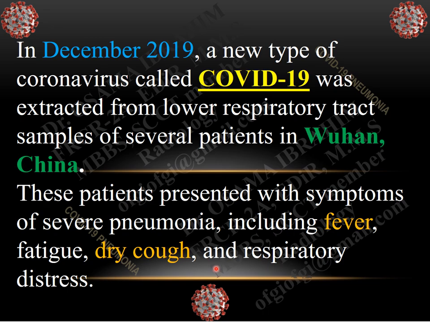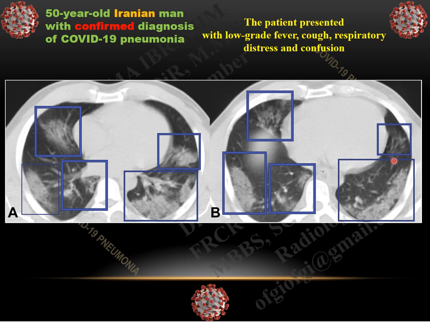And this is an example patient. The CT shows multiple multifocal ground glass opacities in subpleural and basal distribution in this 50-year-old Iranian man, with confirmed diagnosis of COVID-19, presenting with cough, fever and respiratory distress.